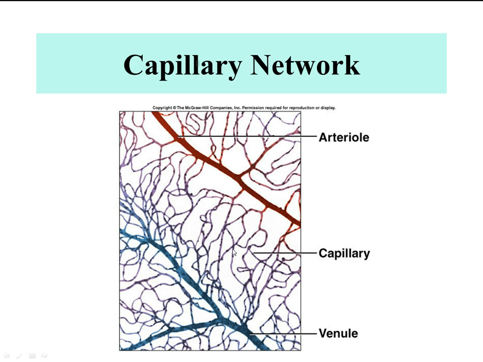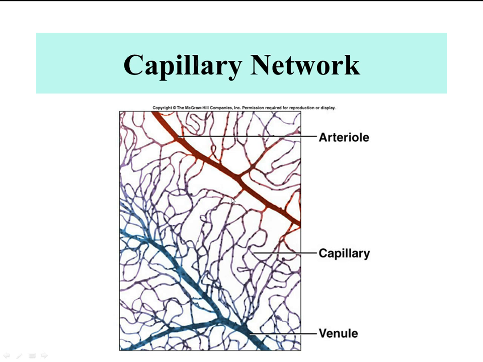And because it's only one cell layer thick, you can have easy exchange of materials between the interstitial fluid, or the fluid that's in the tissues here, and the blood. So this is where, if it's an arterial, you know it's going to be carrying oxygen-rich blood.